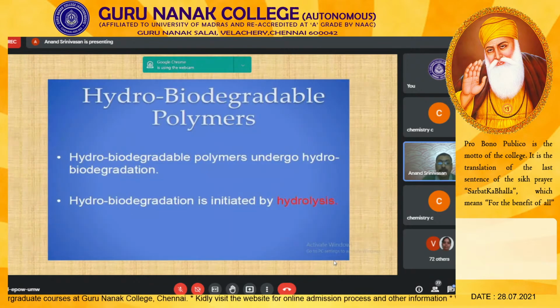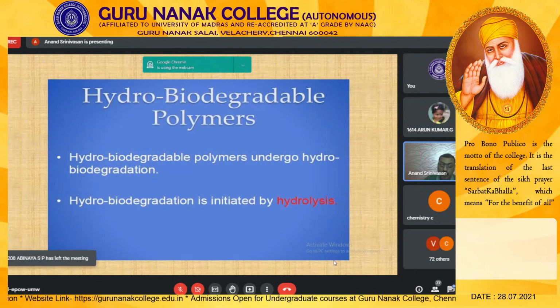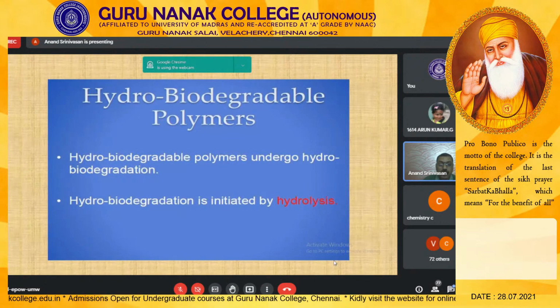Okay, so hydrobiodegradable polymers are the polymers which can degrade under the influence of moisture or water. Hydrobiodegradable polymers undergo hydrobiodegradation. Hydrobiodegradation is initiated by hydrolysis. Do you know what hydrolysis is? Hydrolysis is nothing but breaking of bonds using water. So the polymer is capable of undergoing degradation by the action of water.